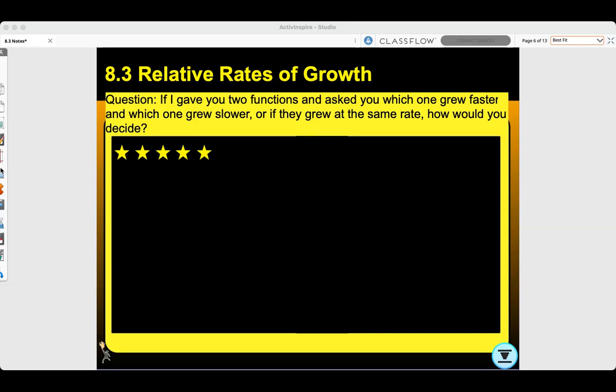Today we're going to do section 8.3, relative rates of growth. Question: if I gave you two functions and asked you which one grew faster and which one grew slower, or if they grew at the same rate, how would you decide?